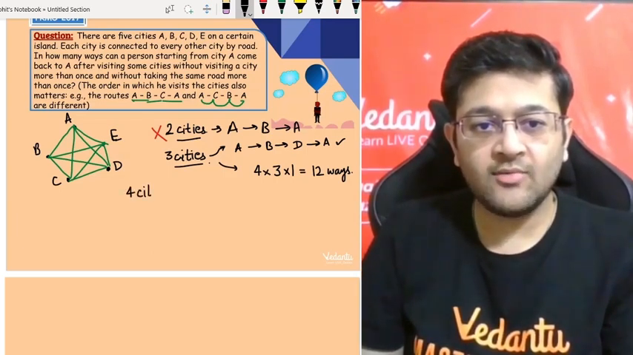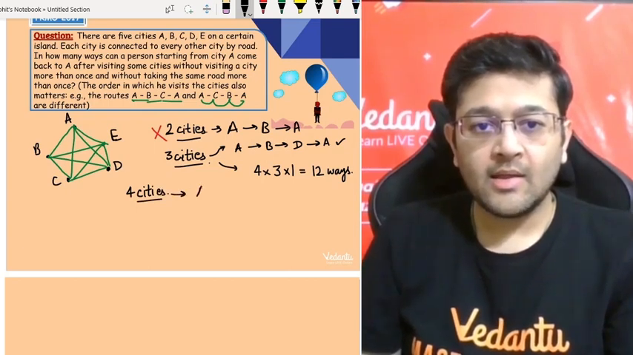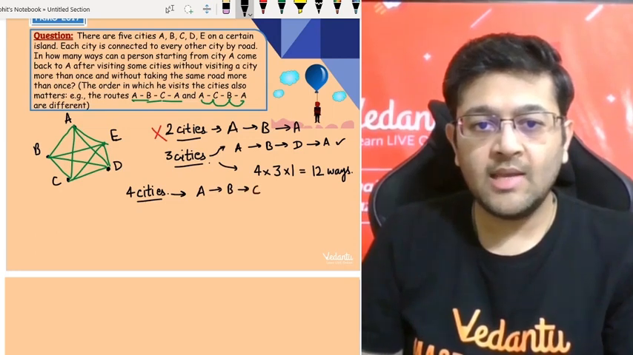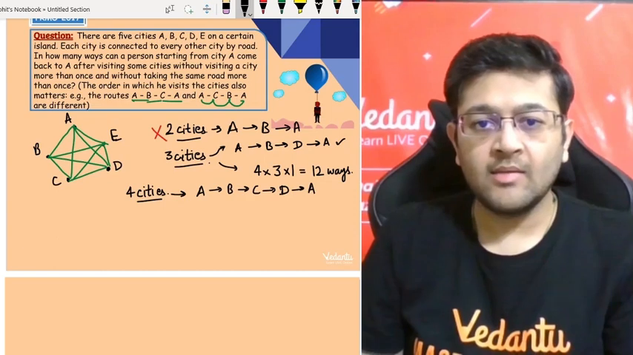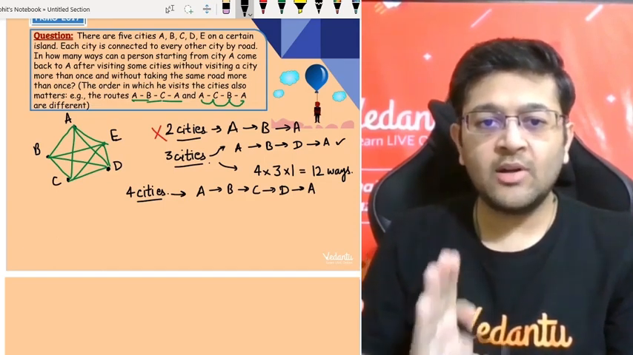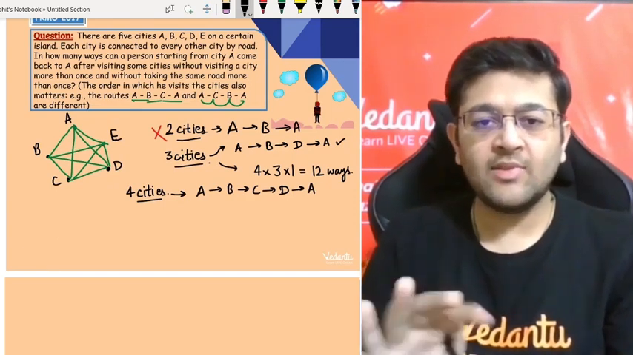Let's say 4 cities are involved. In that case it is like, I give you again some example. A to B to C. Here three cities were involved. Yes. D and then A. Right. Now four cities are involved. A, B, C, and D. Any four can be. This is one of the examples.